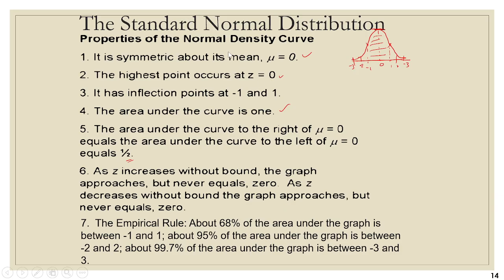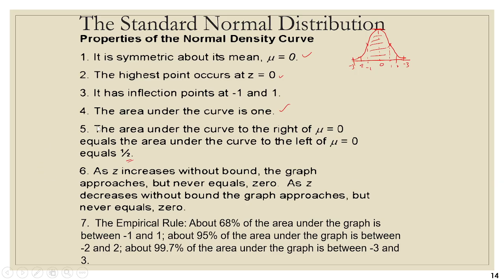Next, the standard normal distribution. Some more properties of a normal density curve: it is symmetrical, mu equals zero, and the highest point occurs at z equal to 0. It has inflection points at minus 1 and plus 1. The area under the curve is always 1, and the area on the right side equals the area on the left side, with equal distributions on both sides.